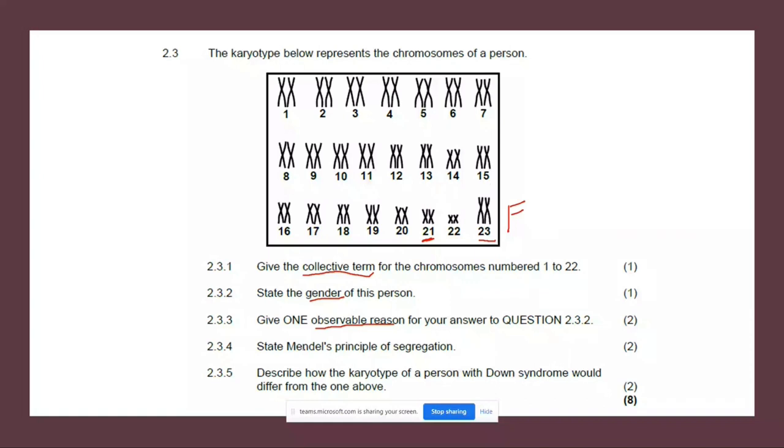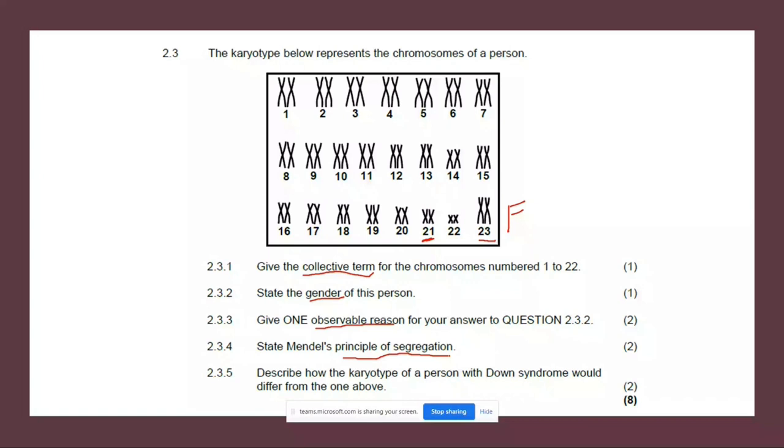State Mendel's principle of segregation, two marks. Remember, what did Mendel say? When gametes are formed, the two alleles separate during meiosis so that each gamete will have a different allele.